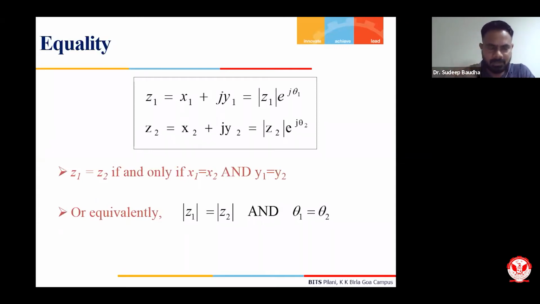The equality theorem says that the real part should equal the real part and the imaginary part should equal the imaginary part; only then are these complex numbers the same. And if written in polar form, then both the magnitude as well as the angle should be the same. Only then can we say that two complex numbers are equivalent in nature. So that is what the equality theorem says.